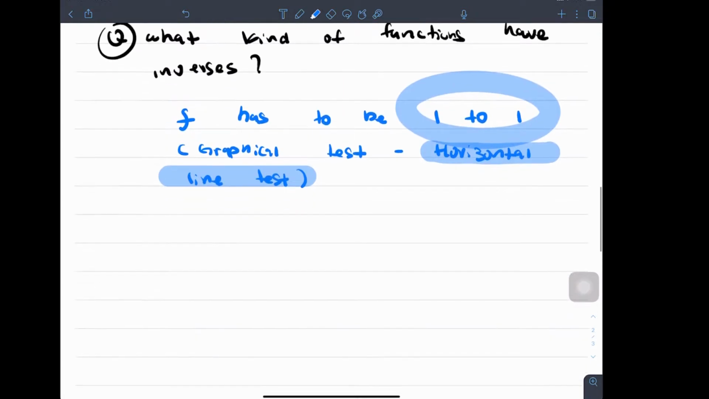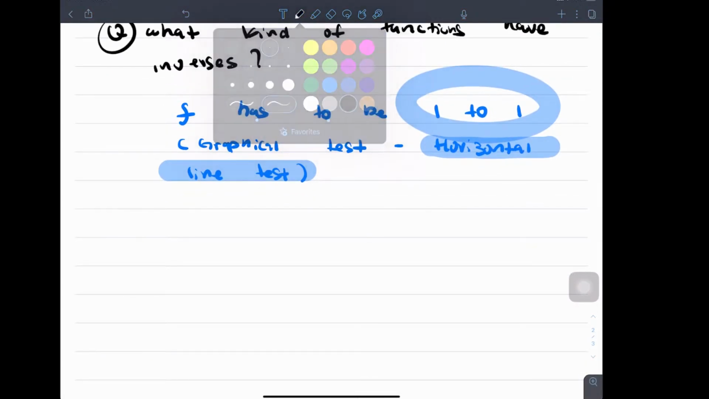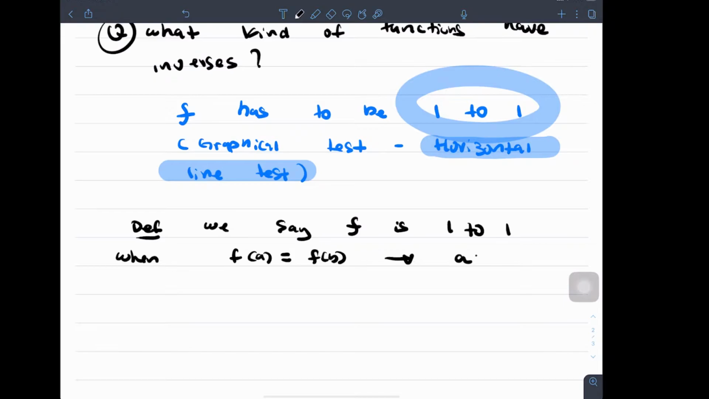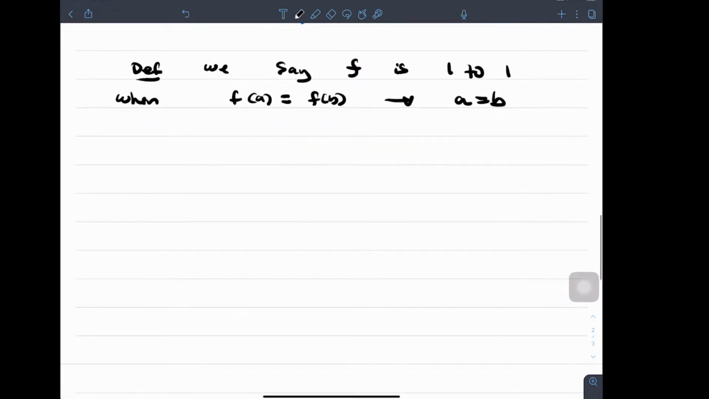Like x squared fails, right? Here's a classic failure. And by the way, I'm going to give you guys a formal definition for being 1 to 1. There are actually 2 definitions. We say f is 1 to 1 if, when I'll do it in terms of letters A and B, f of A equals f of B implies A equals B, okay? This is really the definition of being a 1 to 1 function.